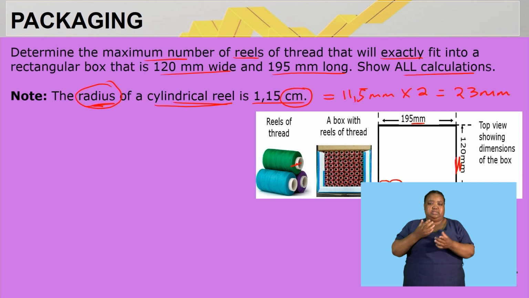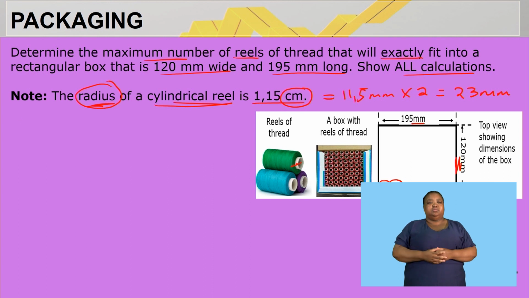Right, so now I can answer my question. So what will I do now? I will see how many of these reels can fit along the width of the box, and then I'll see how many of these cylindrical reels can fit along the length or the width of it. Okay, so let's quickly start.